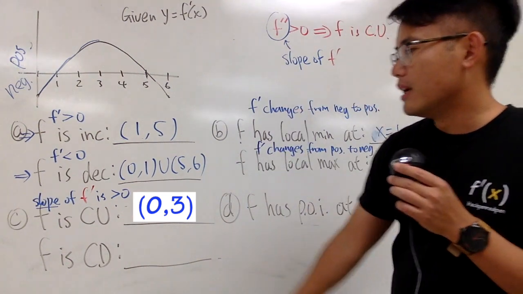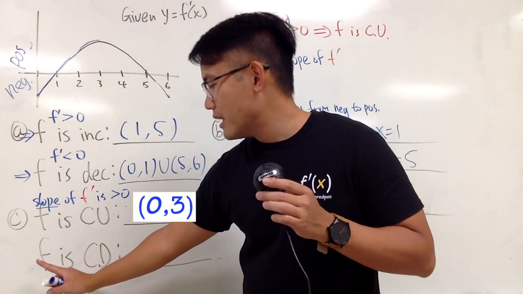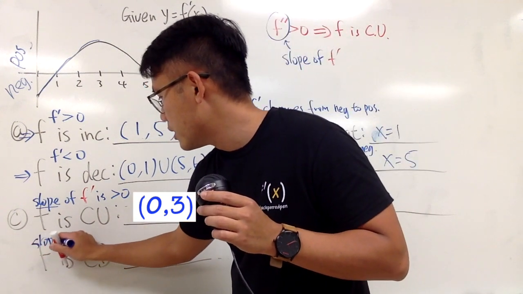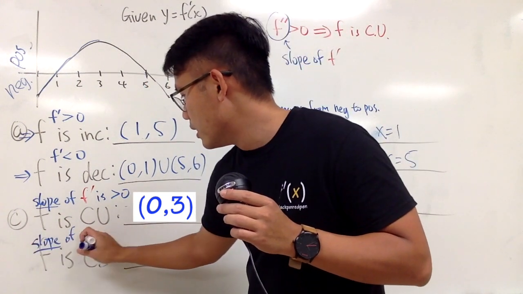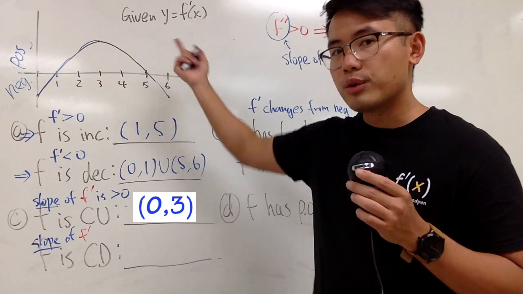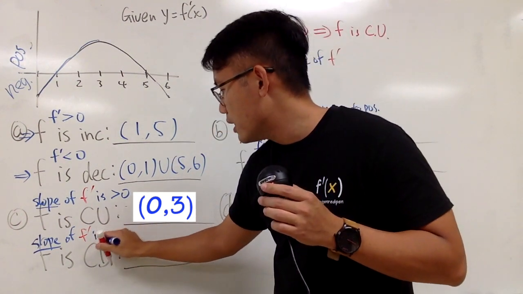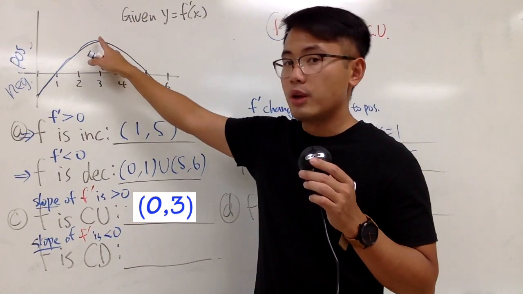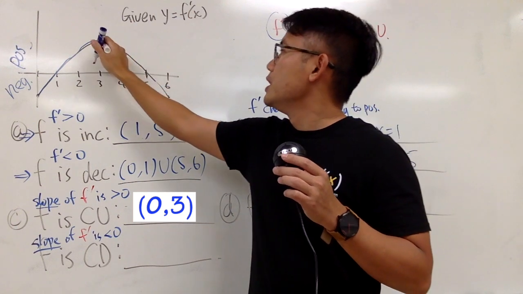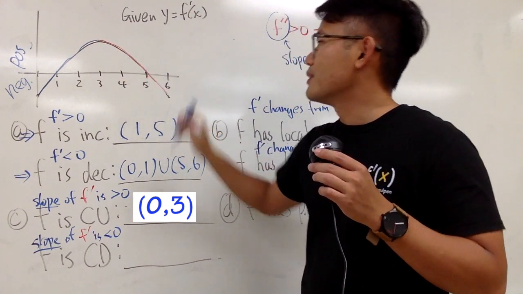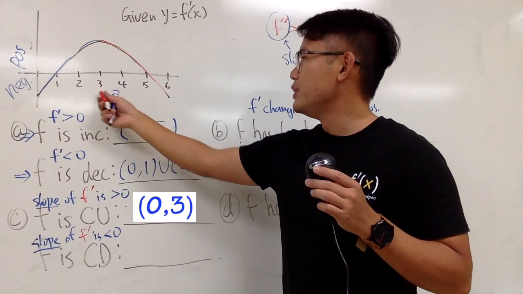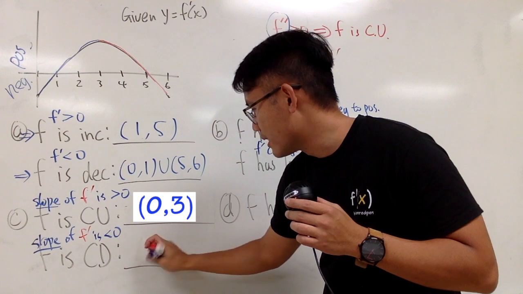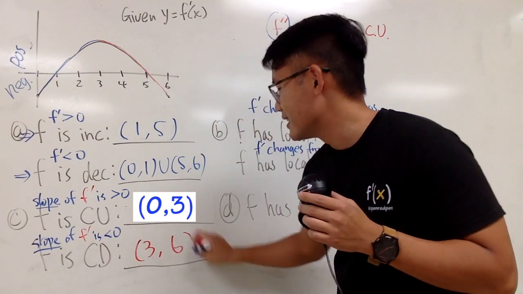On the other hand, I want to find f is concave down. Then we just do the slope of the f prime, and we are going to utilize the graph again to be less than 0. Meaning that I'm looking for the graph of f prime to be going downward from here to here. So 3 to 5 then, right? 3 to 6, sorry, 3 to 6. So I put this down in red, 3 to 6, like that.